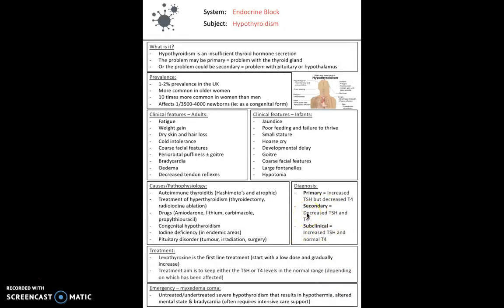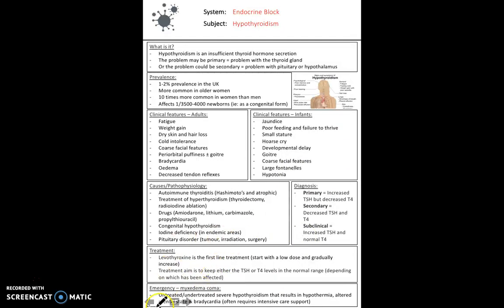We can see subclinical forms of this as well, so just before really all of this starts happening, and we'll see an increased TSH and a normal T4. So for example, if we have an increased level of TSH, we'd expect to see increased T4 as well, and if the T4 is normal, this indicates some kind of subclinical abnormality here.